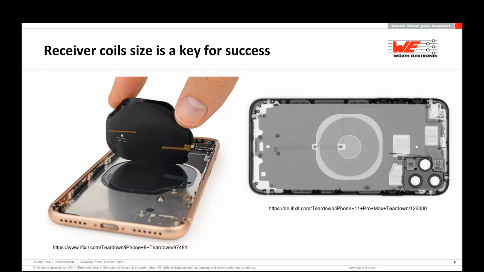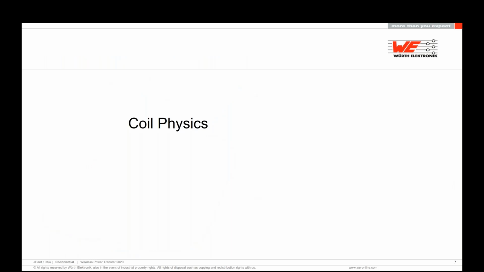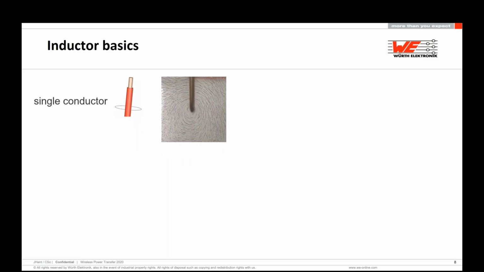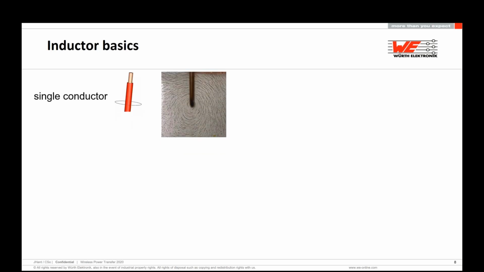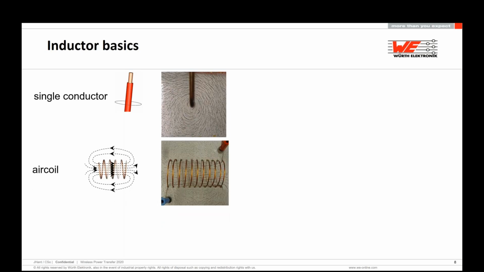To understand how we can influence it, we would like to dive in a little bit into the coil physics. A coil or inductor can be explained in a simple way. You can have a single conductor, which we can see here in the picture, and if a current is flowing through the single conductor, you will see the magnetic field around it. Now, if you use the single conductor and make some windings, you will have an air coil. The air coil is shown here in the picture with current flowing through these windings. The magnetic field will be inside of this air coil.